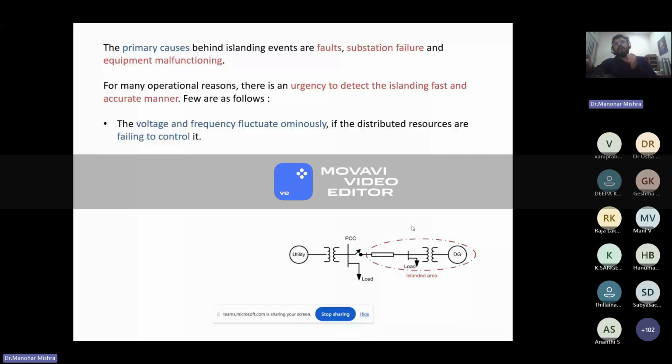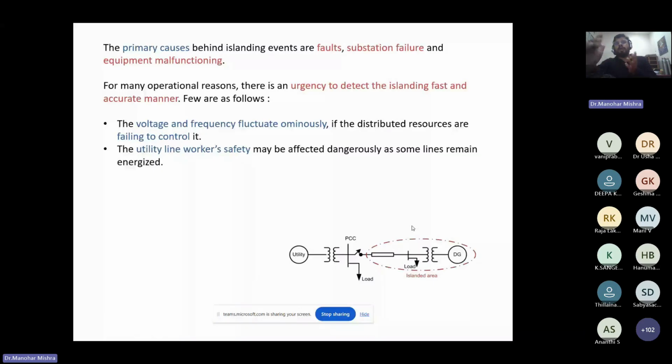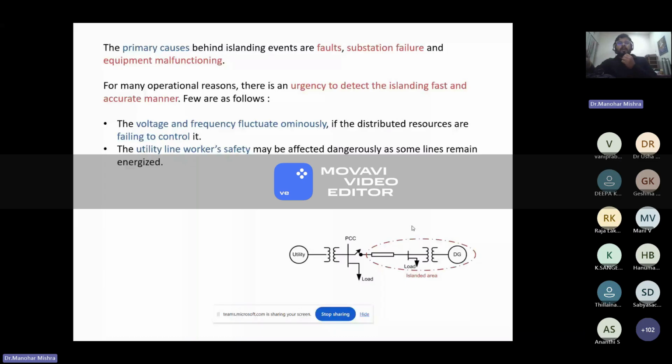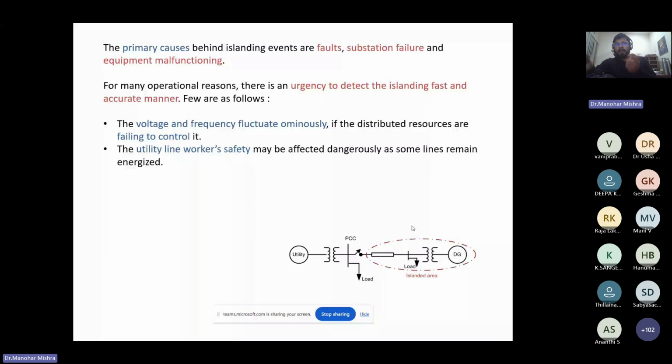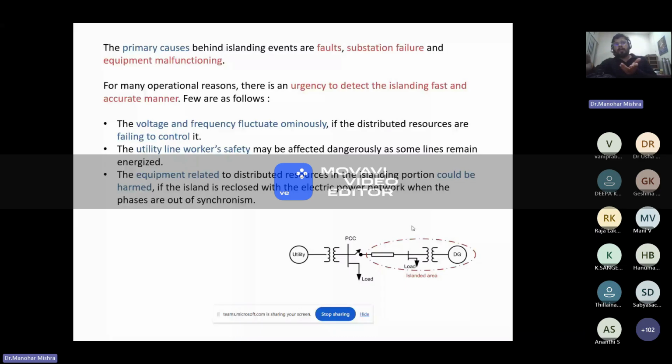Voltage and frequency fluctuation will be there. The utility line workers are working, and if the islanding is unintentional, that is a problem; if islanding is intentional, that is okay. For maintenance, the utility engineers do islanding, and that is different. But if it is unintentional islanding due to a fault or other things, then line worker safety is very important. Then the equipment may be harmed, so at that time also it is important to detect the islanding.